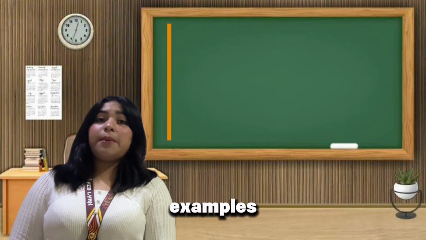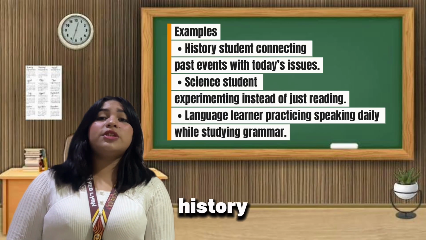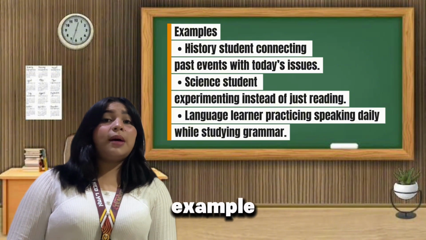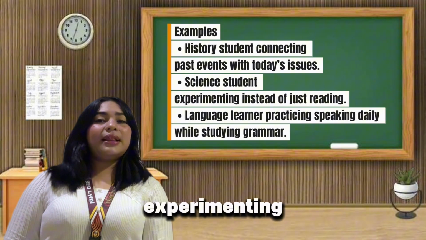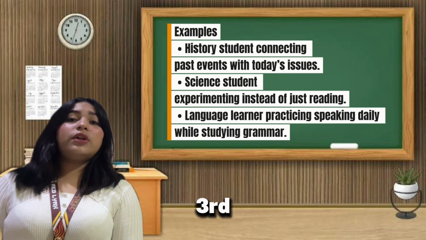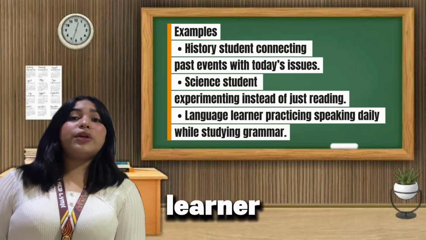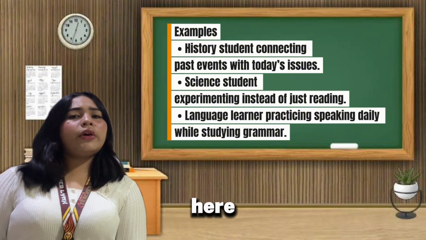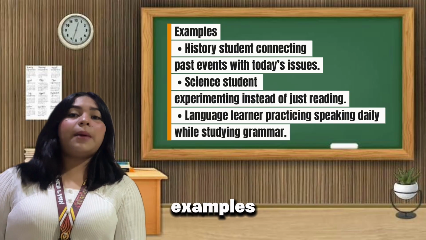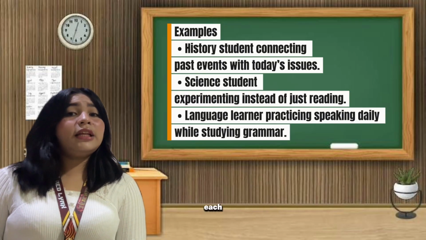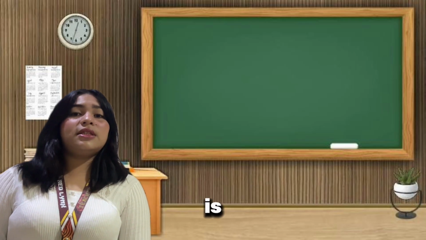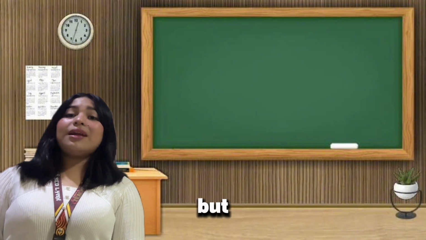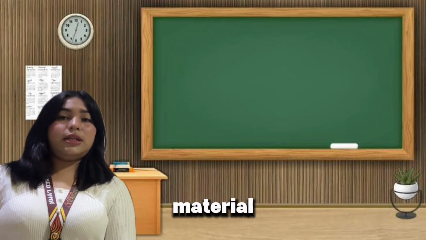Now we have the examples. Our first example is the history student connecting past events with today's issues. Second example is the science student experimenting instead of just reading. And third example is the language learner practicing speaking daily while studying the grammar. These are some real life examples. We notice that in each case, the students are not passively memorizing but actively making sense of the material.